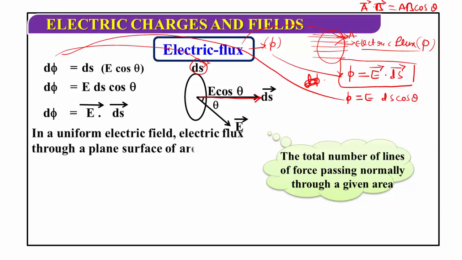In a uniform electric field, the electric flux through a plane surface of area S, that is electric flux phi, is equal to the integral of d phi.